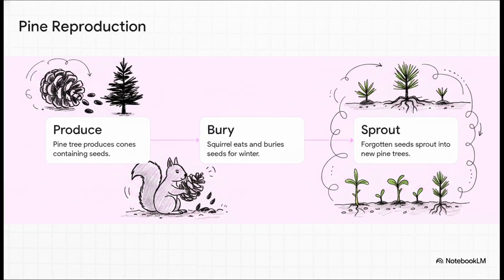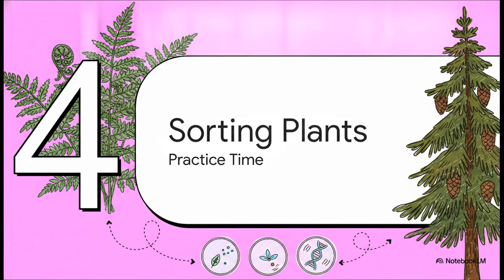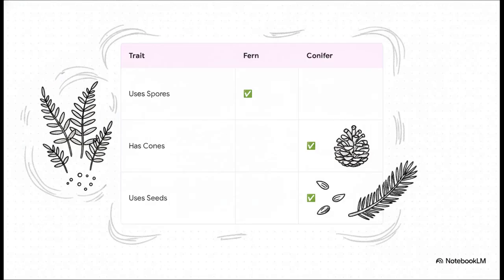The plant is literally using animal behavior to plant its own seeds. It's a brilliant ecological partnership. Section 4. Sorting ferns and conifers. Practice time. Let's test this out and organize these traits.